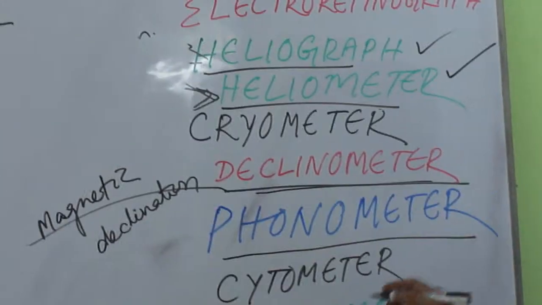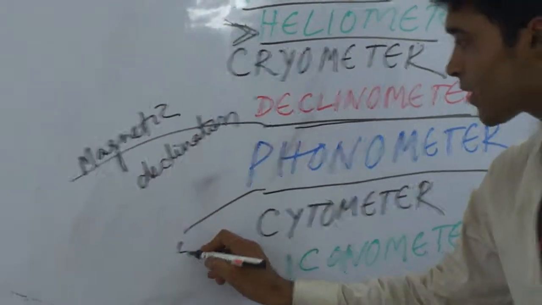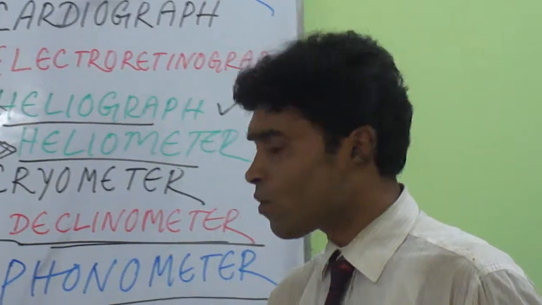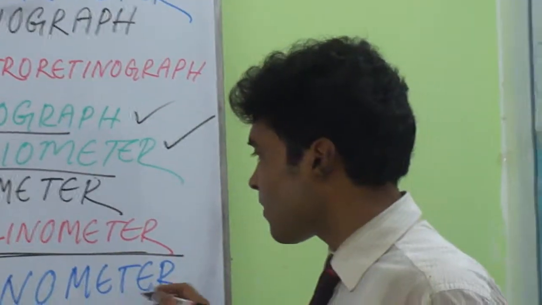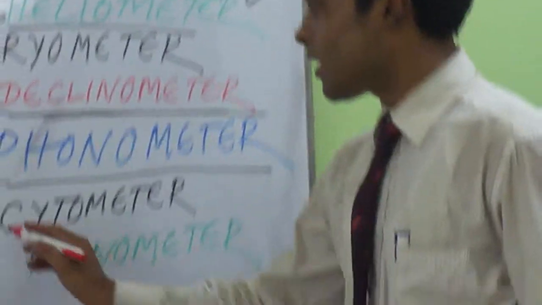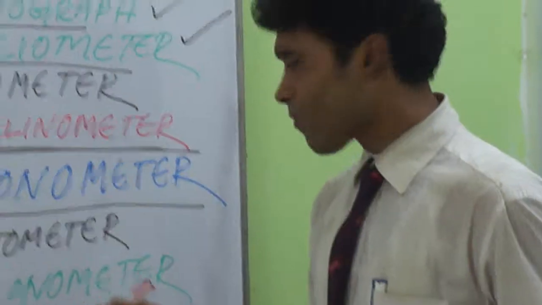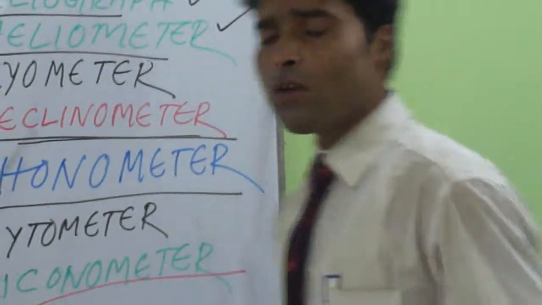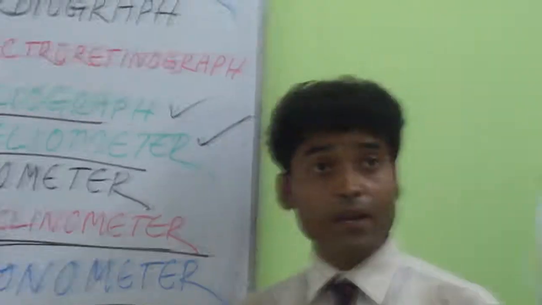Magnetic declination is measured by the declinometer. What is a phonometer? Phone means sound, please remember. So the intensity of sound is measured by the phonometer. Another thing is the cytometer, that is cell, simple. Iconometer: in your computer many icons are there, small things. So images or icons are measured by the iconometer.